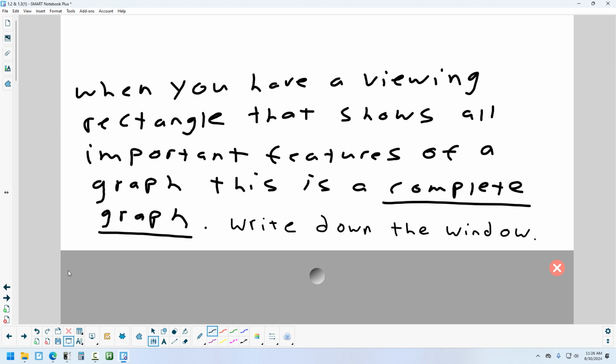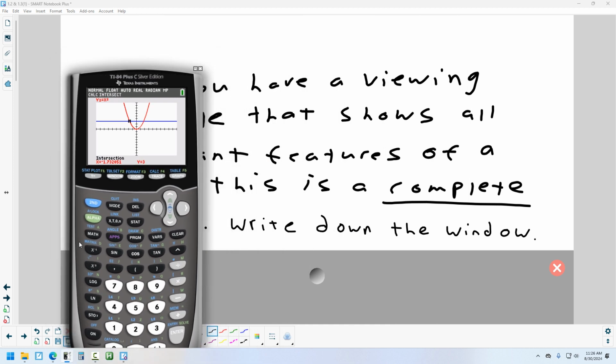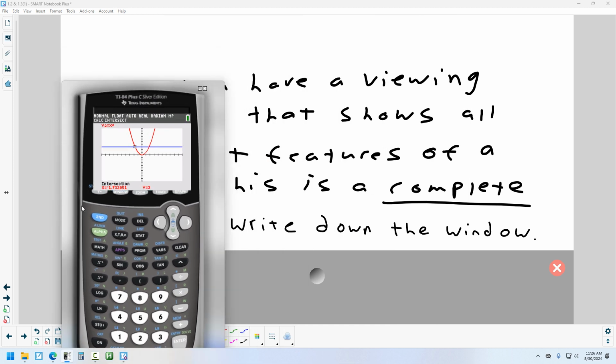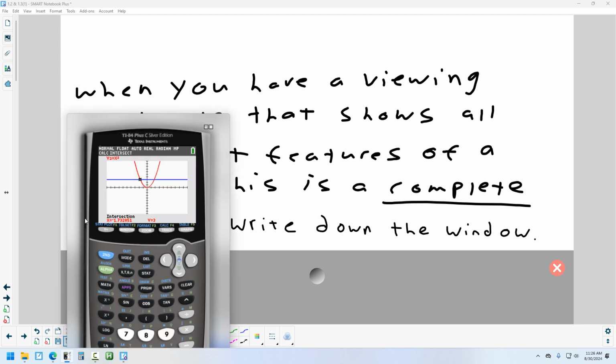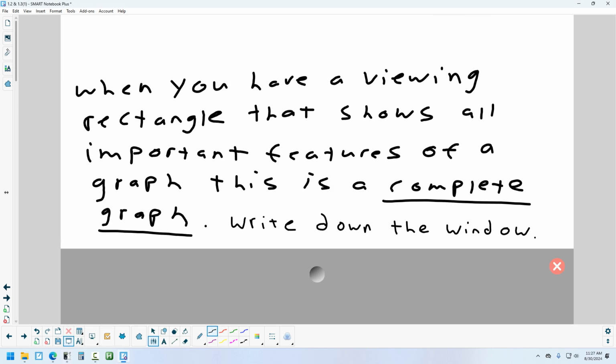If I'm looking at this problem, and I'm trying to find where that horizontal line crosses the parabola, I would say that's a good window. That's a complete window. I can see everything I need to see. If I had this as my window, now I would say that's not a good window. It's a parabola, but I can't even see the other half of the parabola. Okay. So there isn't necessarily one right answer for a complete window. Okay, there could be more than one answer.